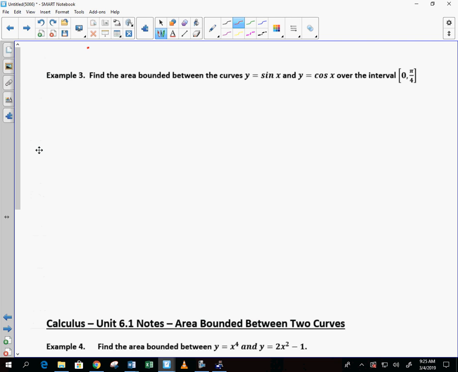One of my favorite problems. Find the area bounded between the curves y equals sine of x and y equals cosine of x over the interval 0 to pi over 4.